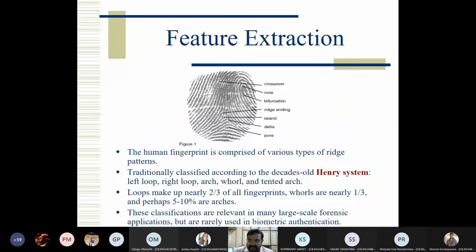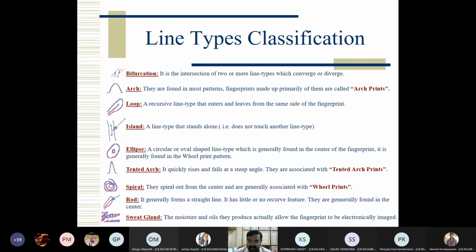According to the Henry system, loops, right loop and left loop, are almost 2/3 of all fingerprints. Whirls are almost 1/3, and 5 to 10% are arches and tented arches. So this is the Henry system, and there is a prominence, so to speak.